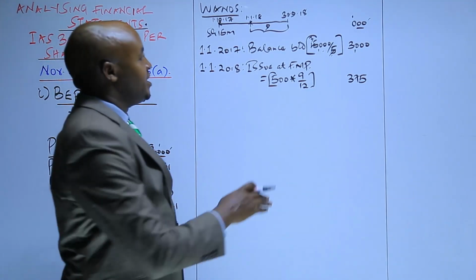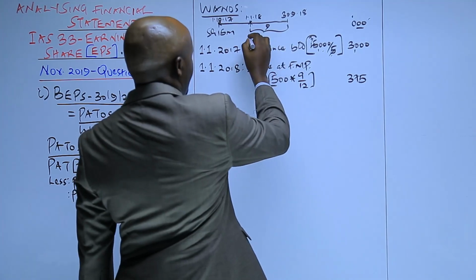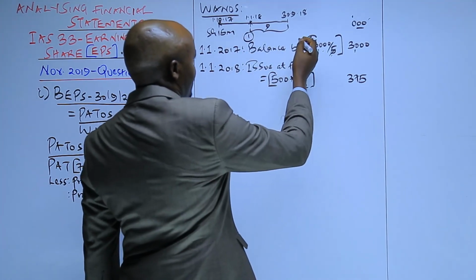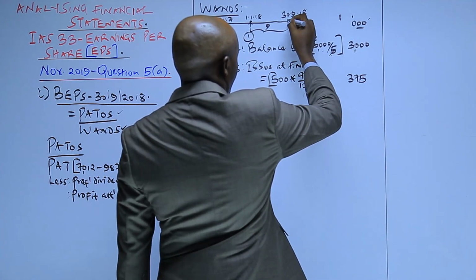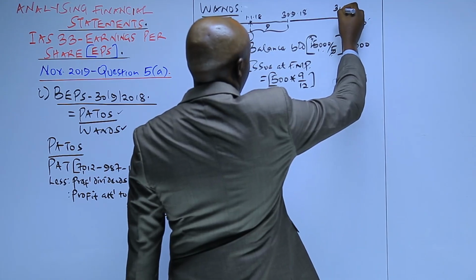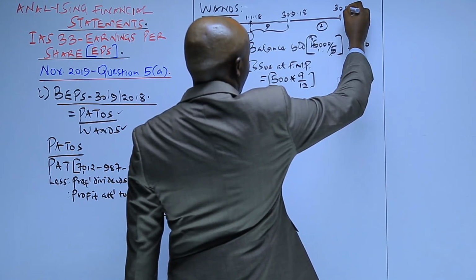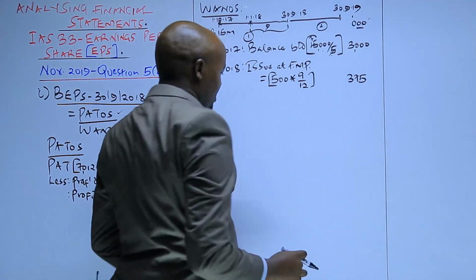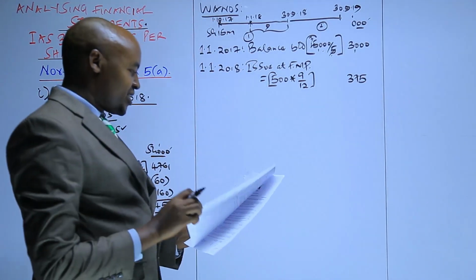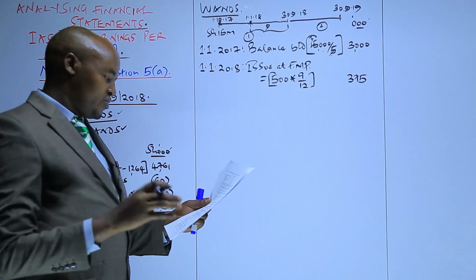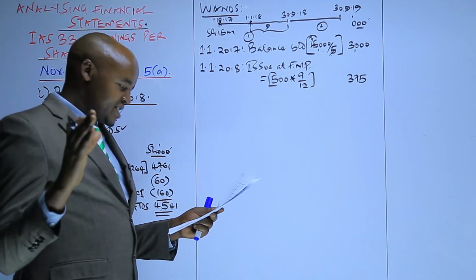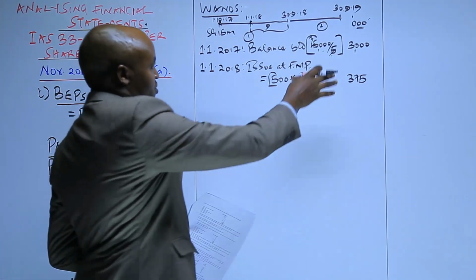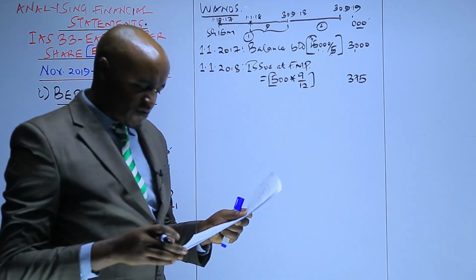1st April 2019, is it within the first year here? No, that is not within the first year, because we also have to recall we are given information for second year, which ended on 30th September 2019. That is September 2019. So therefore that transaction regarding the rights issue is a transaction for the second year. So we are going to consider that in computing the BEPS for year 2.